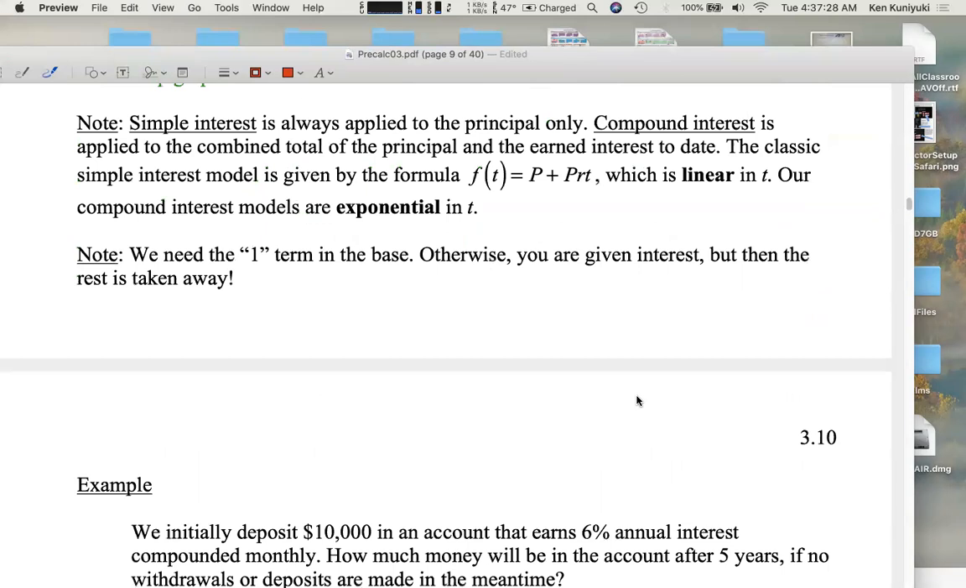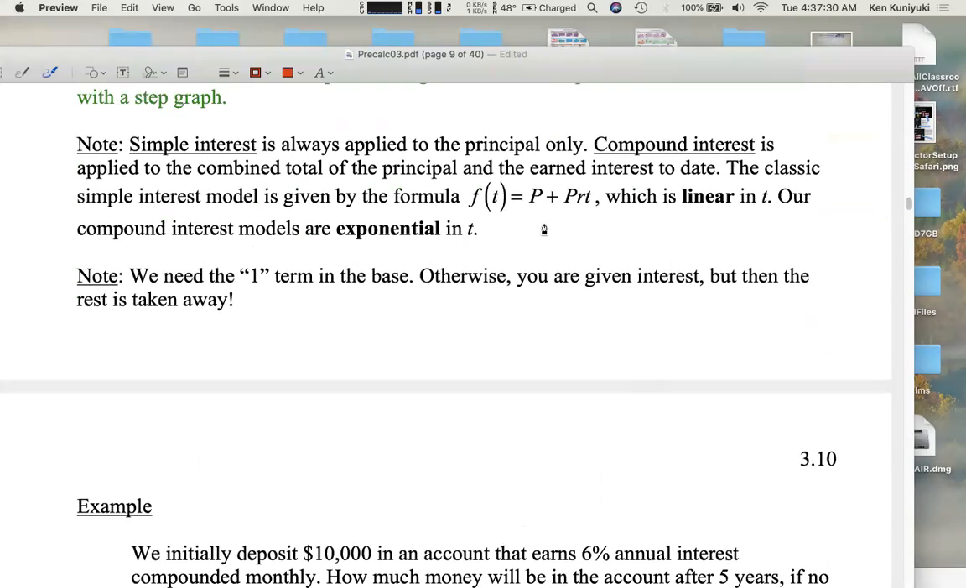As opposed to simple interest, where that's just the principal plus the amount of time times the interest rate times the principal. That's linear in t. That's if interest is applied to the principal, but not on any further interest. That's linear in t.